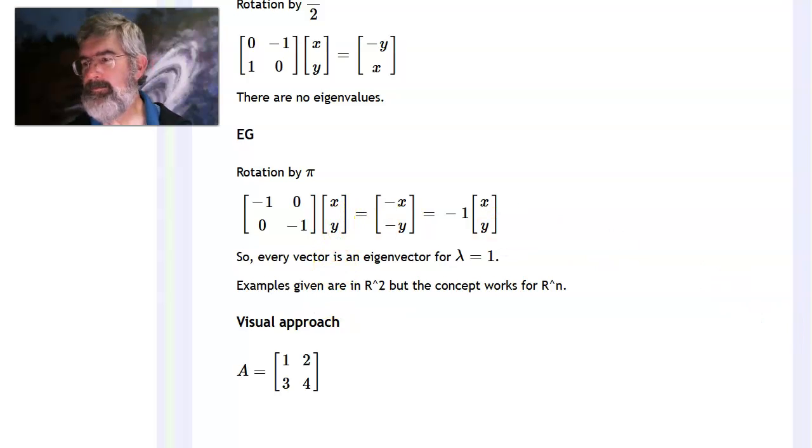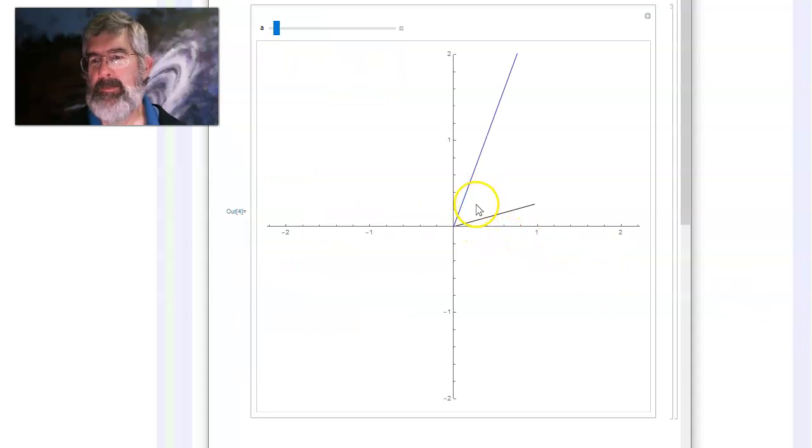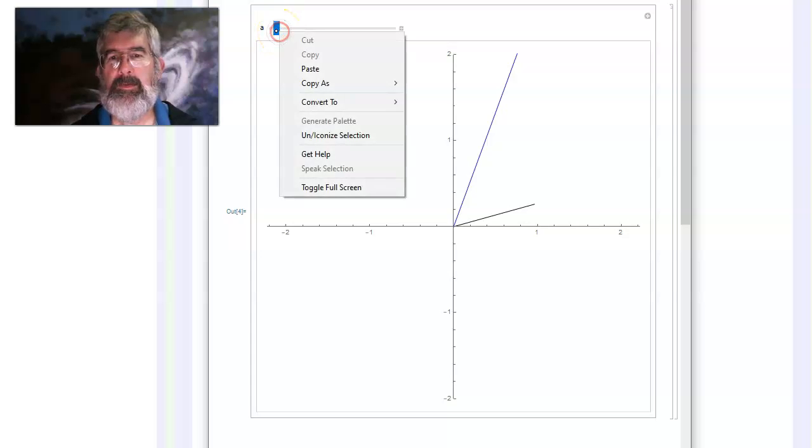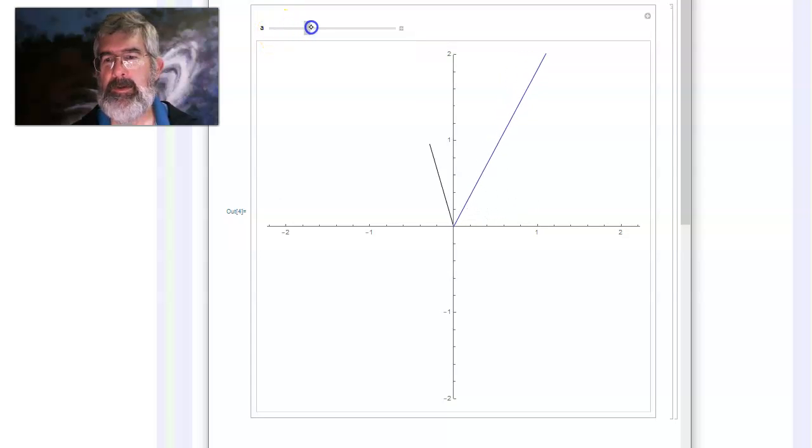So here we go. What I have here is a small unit vector in black, and the blue vector is the vector transformed. Take the matrix 1, 2, 3, 4 and multiply it by this black vector, you get the blue one. Now, the blue one may go off the edge of the screen here. But what I have here is a slider that allows me to manipulate the black vector. It's always going to be length 1, it's just going to point in different directions. So as I slide this around, you can see the black vector move around the unit circle.